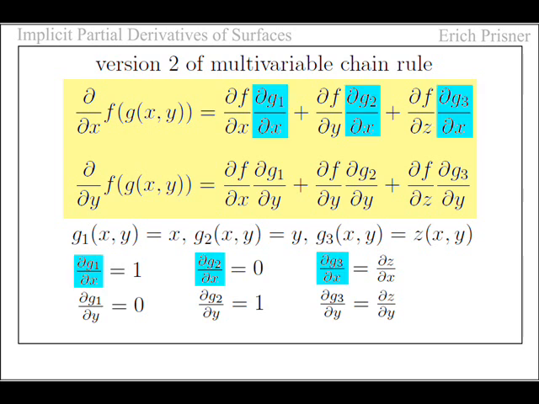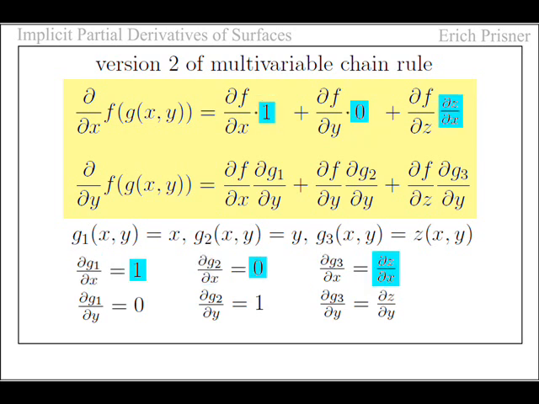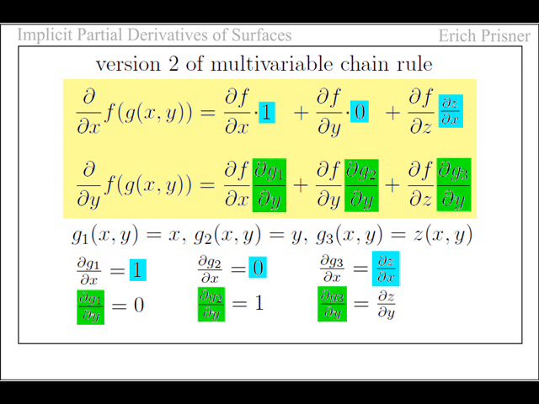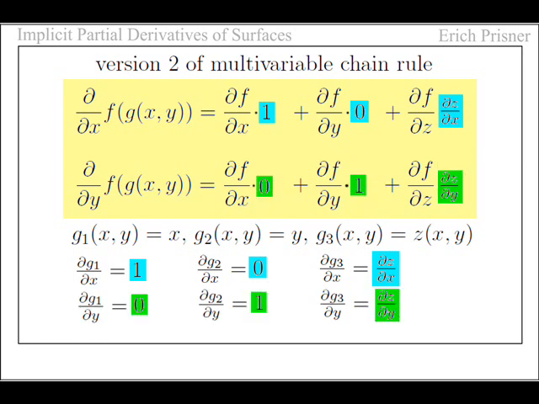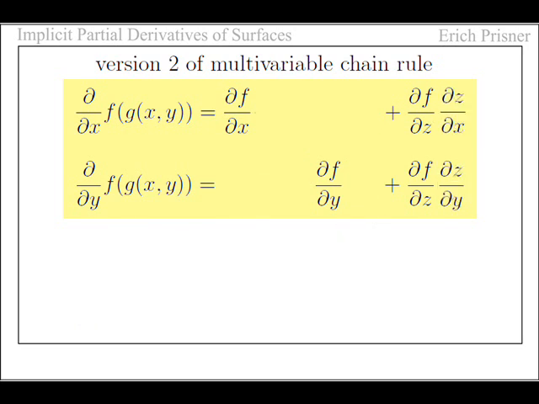We plug these expressions into the chain rule formulas and get the partial derivative of the composed function with respect to x is the partial of f with respect to x plus the partial of f with respect to c times the partial of c with respect to x. And the partial derivative of the composed function with respect to y is the partial of f with respect to y plus the partial of f with respect to c times the partial of c with respect to y.